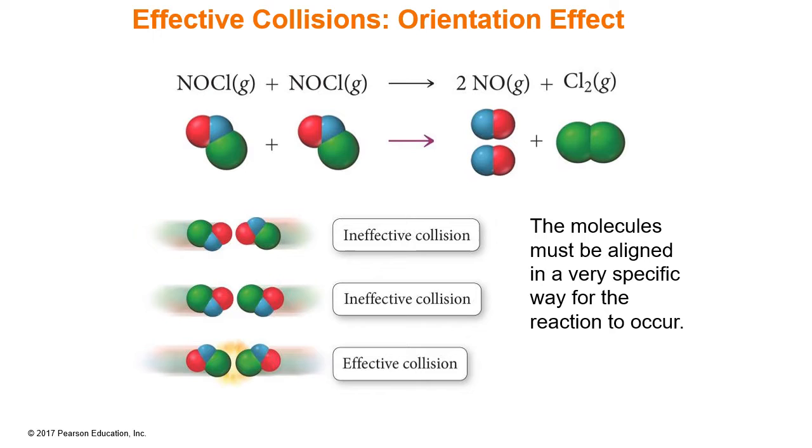make our products. So let's look at an example where we have NOCl that reacts with itself to form nitrogen monoxide and chlorine. In order to be an effective collision to form the Cl2, the two chlorine atoms need to collide with each other. If our collision happens between a nitrogen and a chlorine, no bond will be made. If our collision happens between two nitrogen atoms, no bond will be made. Only when they collide and form an effective collision will we get our products.